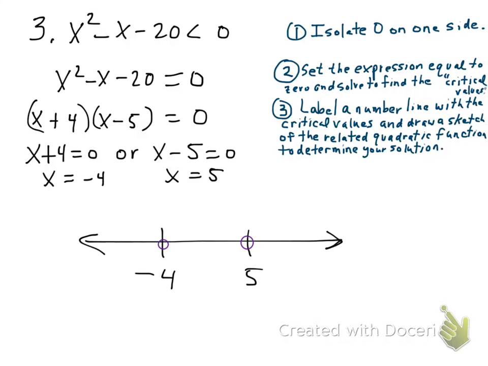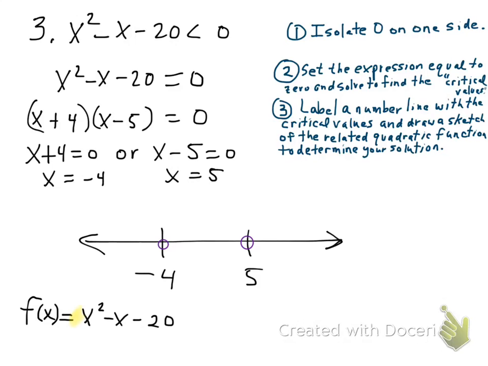So we're not including negative 4 and 5, which make us equal to 0. So what we want to do at this point is draw a sketch of the related function f of x equals x squared minus x minus 20. Now this is a parabola that opens up because we have a positive coefficient here, it would be 1, and we know 2 points, really the x-intercepts where this quadratic function goes through.